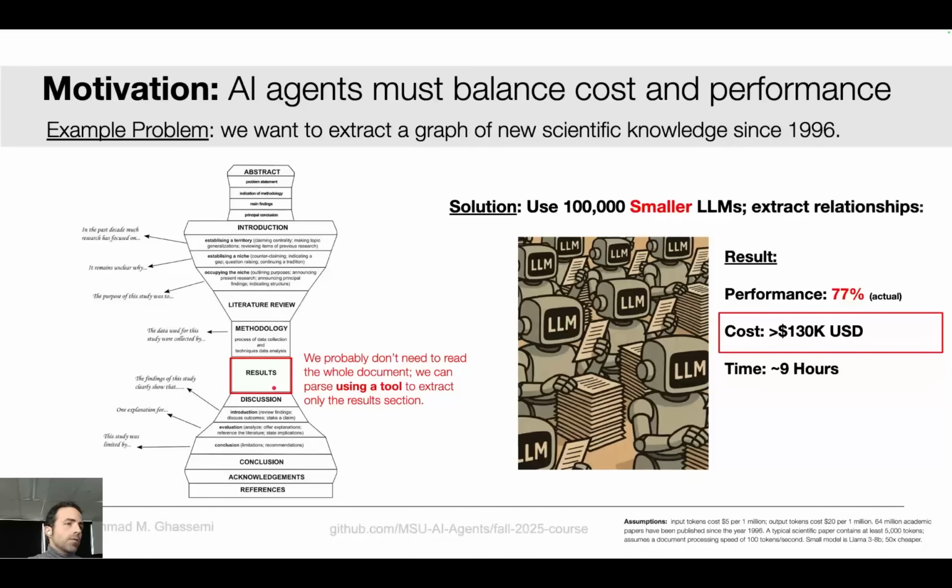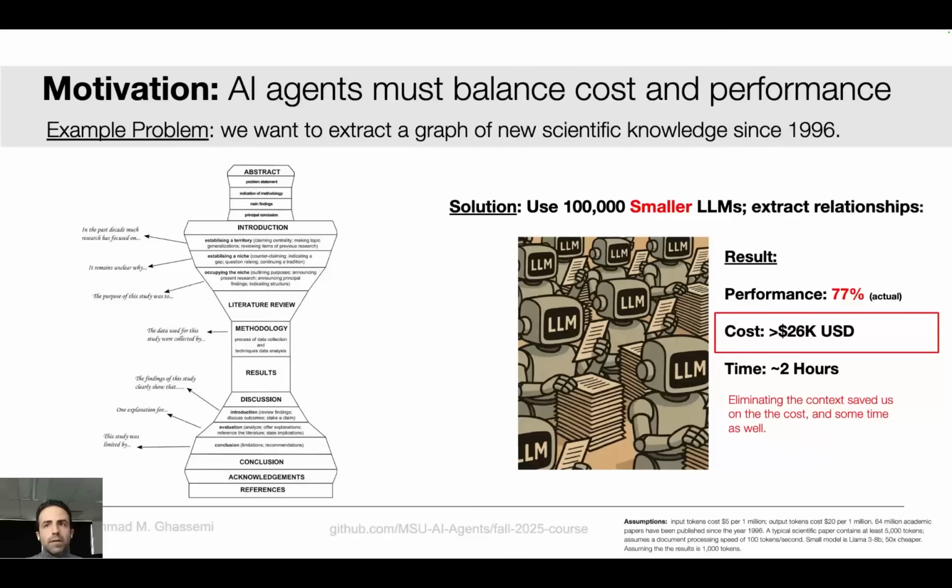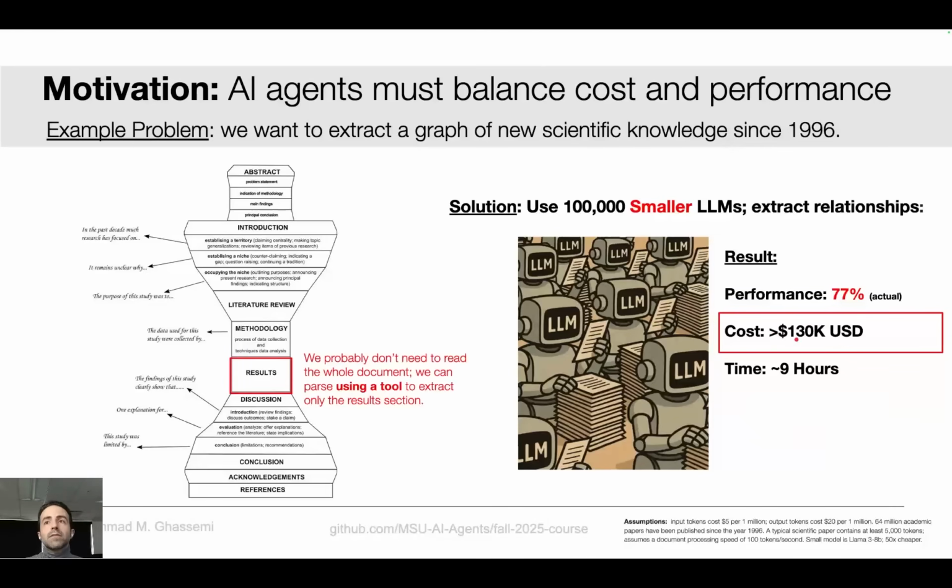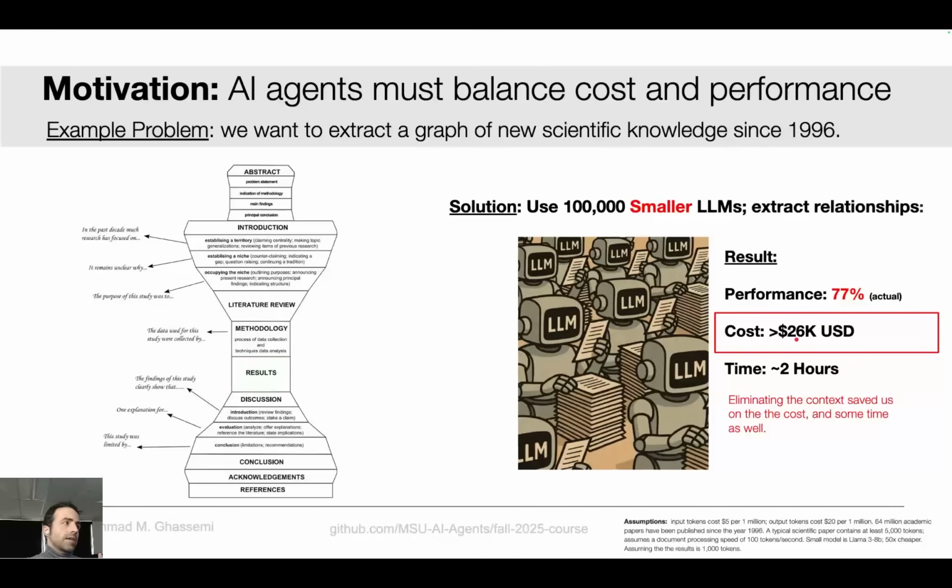And so we don't need to read the whole document. We can just use a parsing tool calling to cut out just the results section of the document, and that's what we can pass to the LLM. Now, because those results sections are much shorter, they're about a fifth of the length of the whole document, give or take, we'll be able to cut this cost down from hundreds of thousands of dollars to tens of thousands of dollars now. And of course, if we keep the number of LLMs the same, we're also going to see a reduction in the total amount of time.